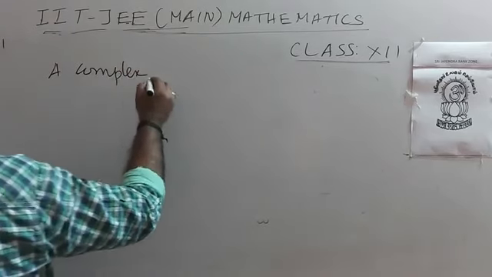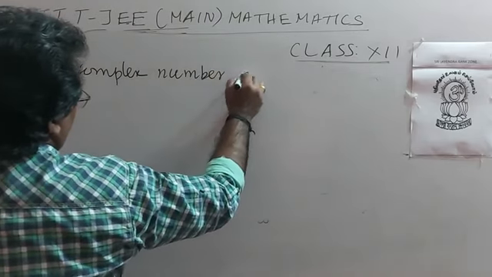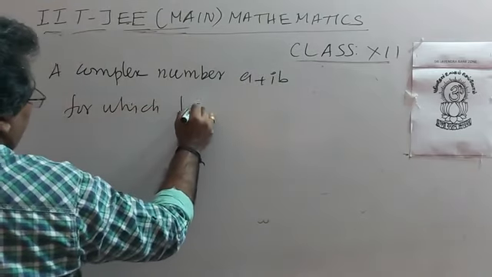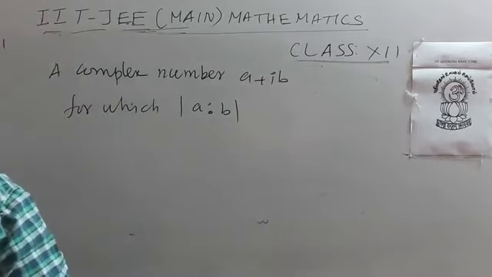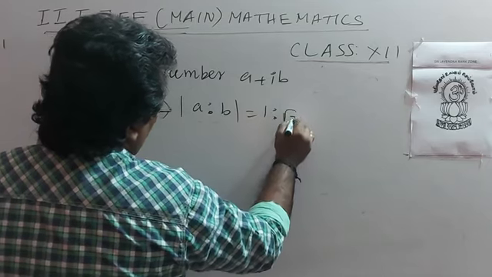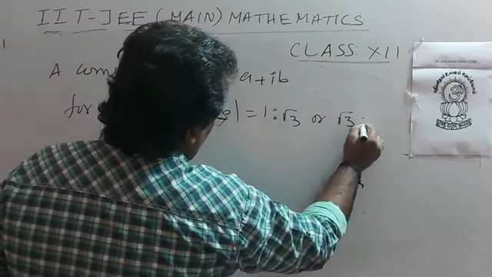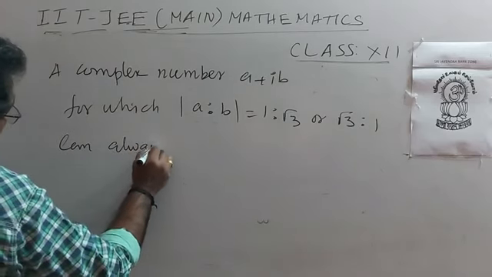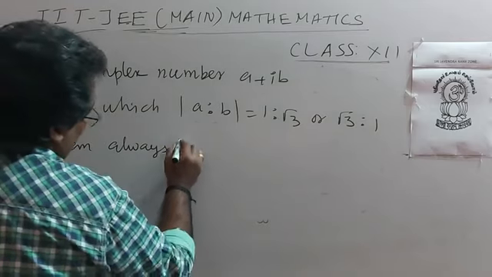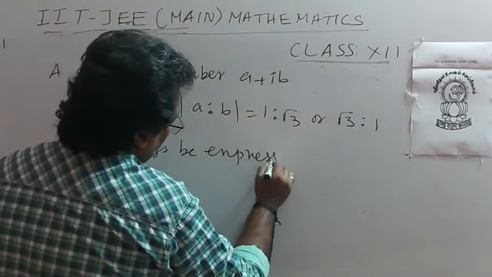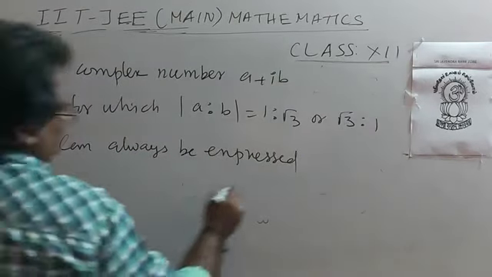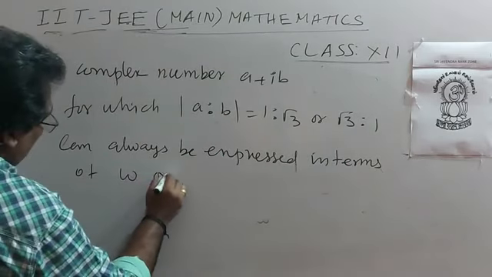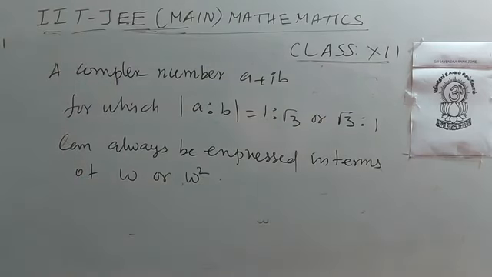A complex number a plus ib for which the ratio of a to b is equal to 1 is to root 3 or root 3 is to 1 can always be expressed in terms of omega or omega squared.